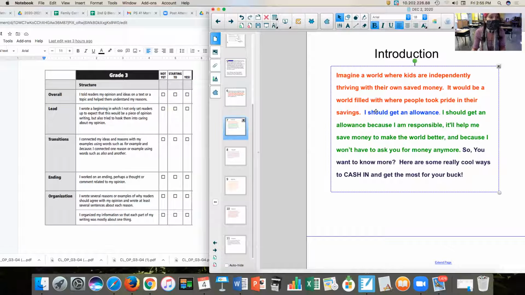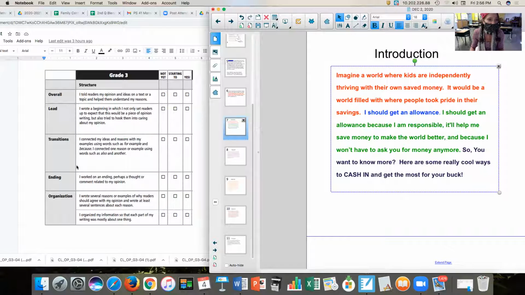This is the part where maybe I would hook my readers in by saying, so you want more? Here are some really cool ways to cash in and get the most bang for your buck. Or imagine a world. I'm trying to rope my readers in, okay? But in addition to that, I have to say I should get an allowance, because if I word it correctly, then there is likely going to be something on here that will give your readers the understanding that you are giving them an arguable point.